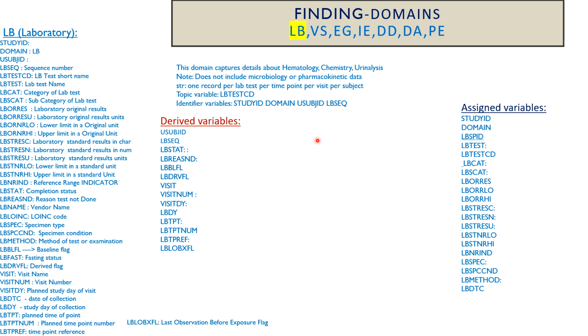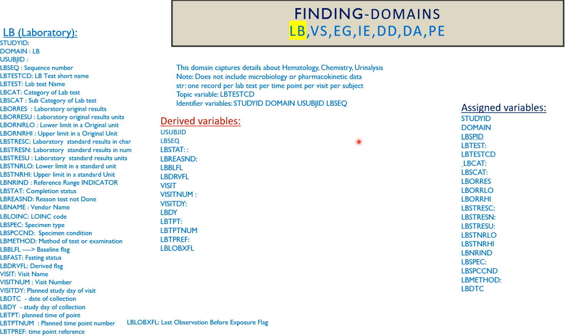Coming to the structure of the LB domain: one record per LB test. LB test means laboratory test. So, one record per lab test per time point per visit per subject. This is the structure of the LB domain.